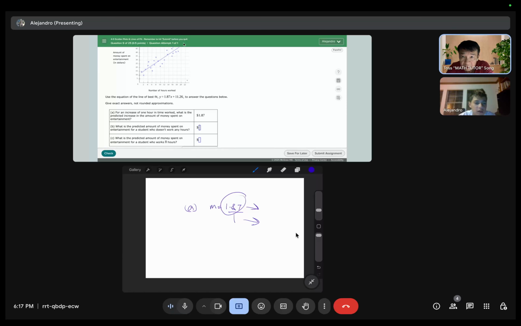It looks about, actually, we can do math. I think they want you to do math. So if you want to predict, it's about between 10 and 15. Imagine it cuts through the y-axis. You see that? So we can do math.